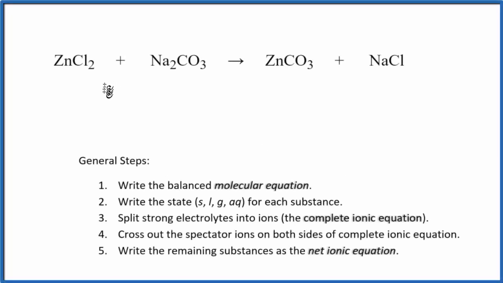In this video, we'll write the net ionic equation for ZnCl2 plus Na2CO3. This is zinc chloride and this is sodium carbonate. First thing we need to do with these net ionic equations is balance the molecular equation. We could just put a 2 in front of the NaCl and that would be balanced. So we've done that.